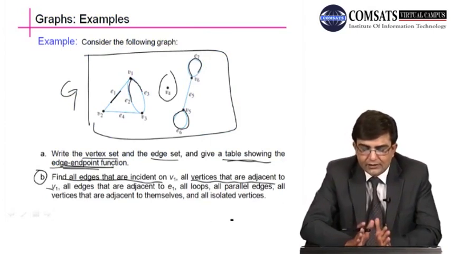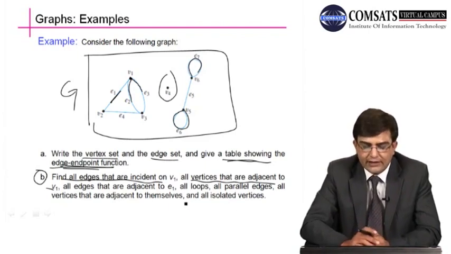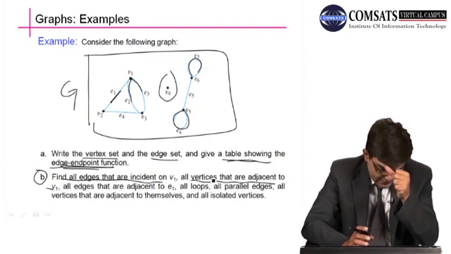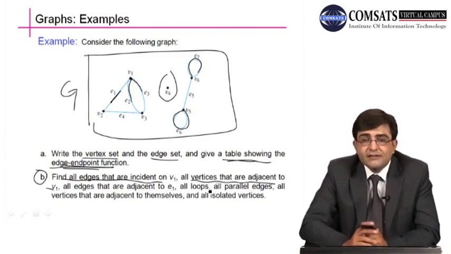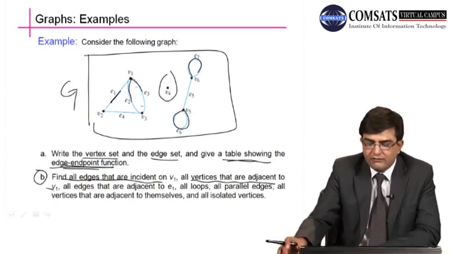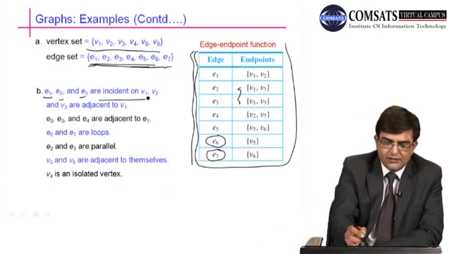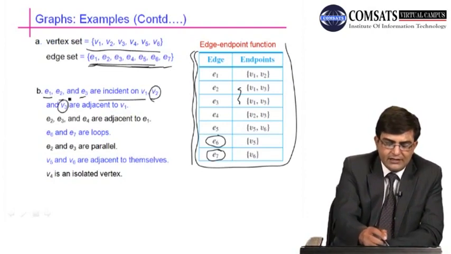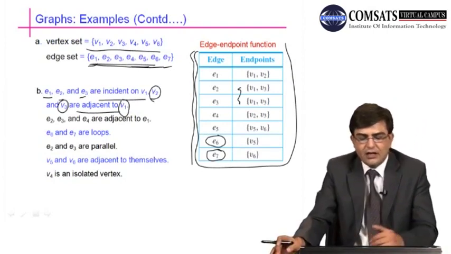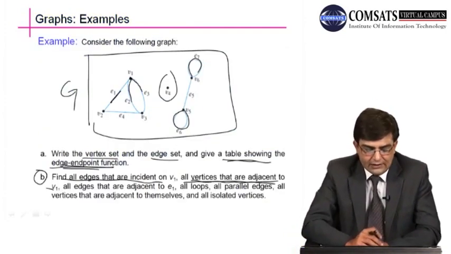Now all the vertices which are adjacent to V1, by the definition of adjacent vertices, the adjacent vertices are those vertices which are connected through edges. V1 is adjacent to V2, V1 is adjacent to V3. So V1 is basically adjacent to V2 and V3. So V2 and V3 are adjacent to V1. This is the answer of the second part of this question. We have all the vertices that are adjacent to V1.